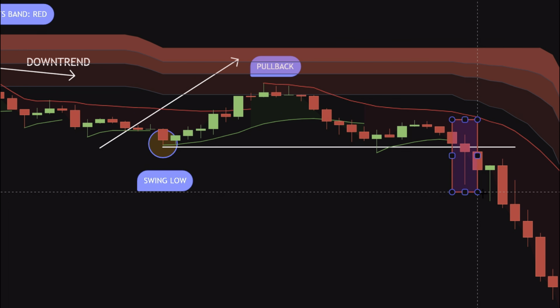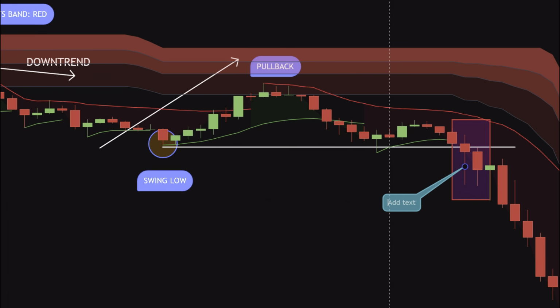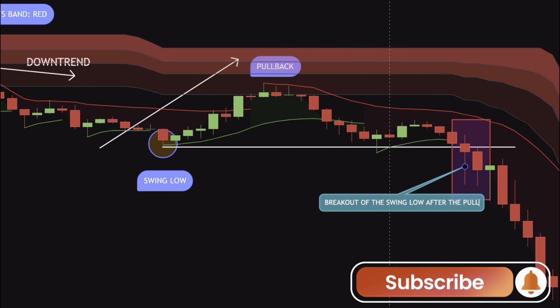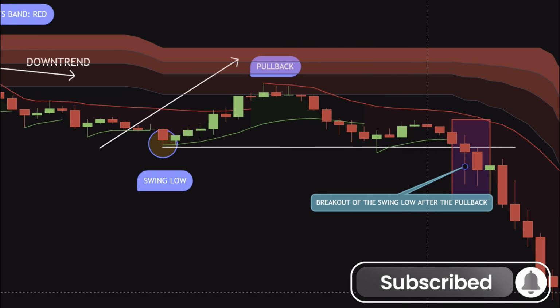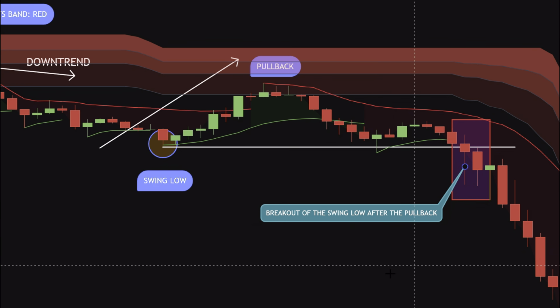You draw a horizontal line there. That line is a statement from the market. It's saying this is where buyers stepped in before. Your job is to wait and see if the sellers have enough momentum to break it. If price closes below that line with conviction, that's your trigger. The market just told you the support failed. Bearish momentum is confirmed. That's a high probability entry point.